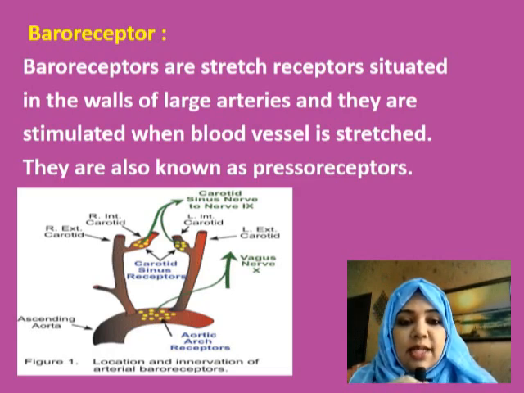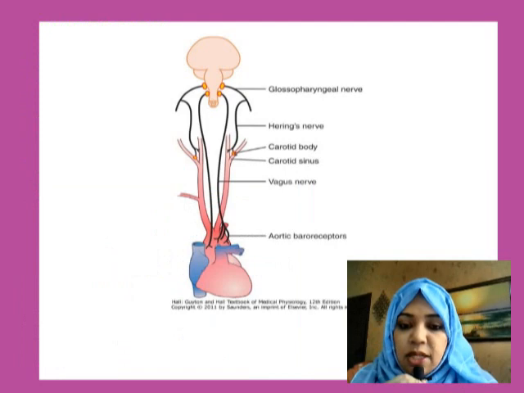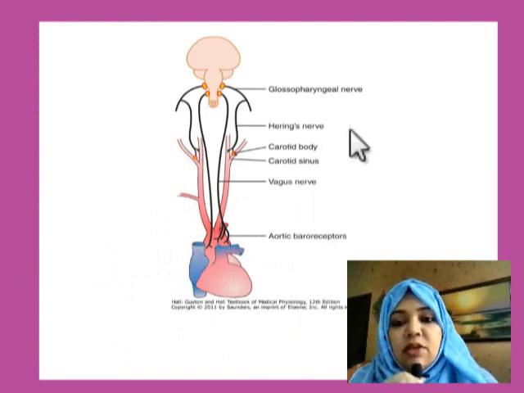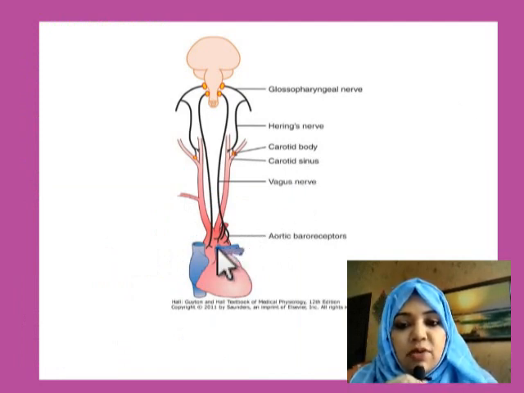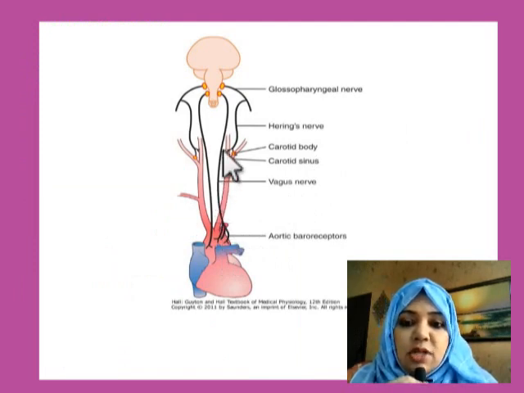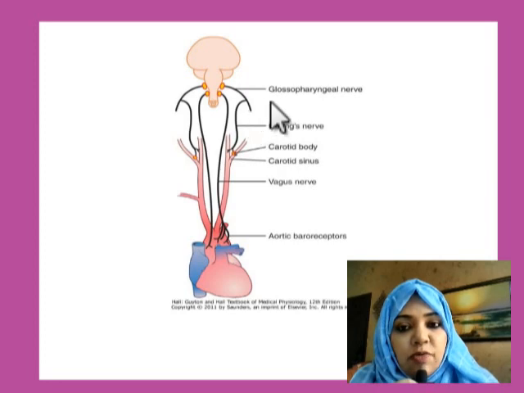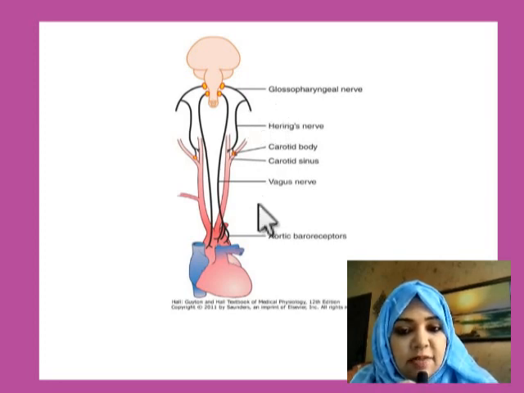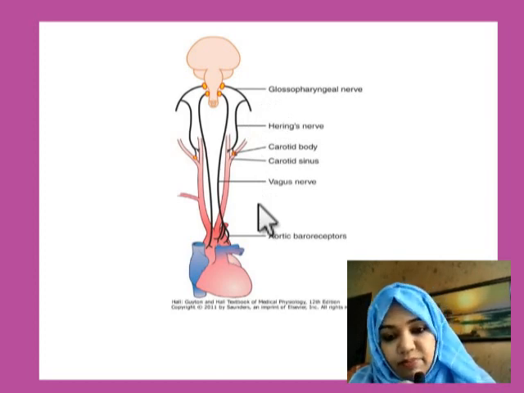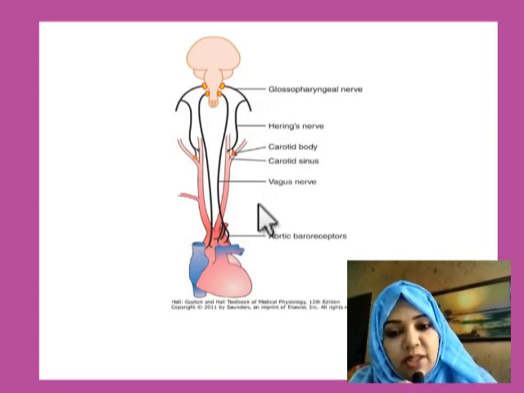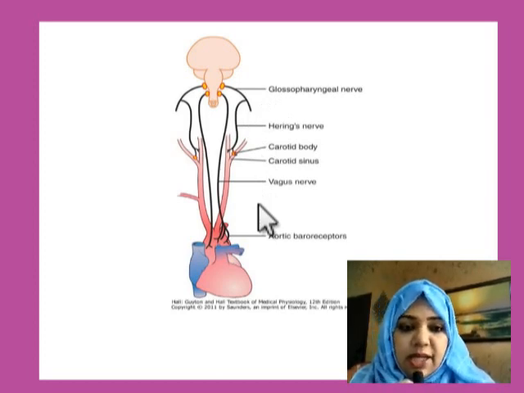Let us look at this diagram. This is from the textbook of Guyton. You can see here that the aortic baroreceptors are connected with the vagus nerve, and the carotid baroreceptors are connected with the glossopharyngeal nerve via the Hering's nerve. So the glossopharyngeal nerve and the vagus nerves are our baroreceptor nerves that are connected with this baroreceptor feedback mechanism.